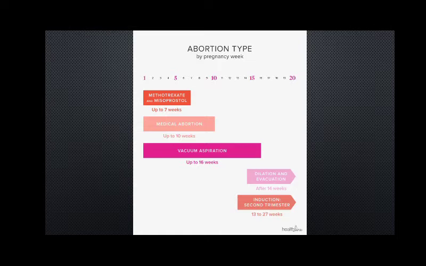Now, to distinguish between the types of MTP that exist, there is the chemical method, which is the application of two chemicals. There are a few chemicals, but two of them are profoundly used: methotrexate and misoprostol. These two medicines are applied, taken in, consumed, and then the pill will terminate the pregnancy, but this is only possible up to 7 weeks of pregnancy.